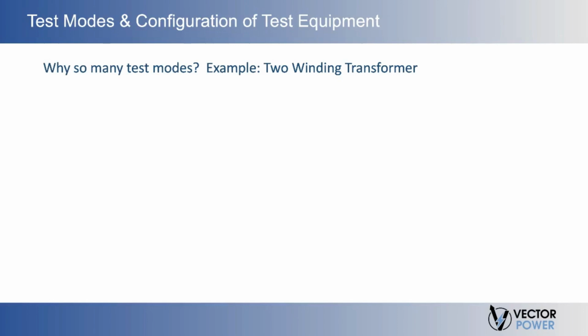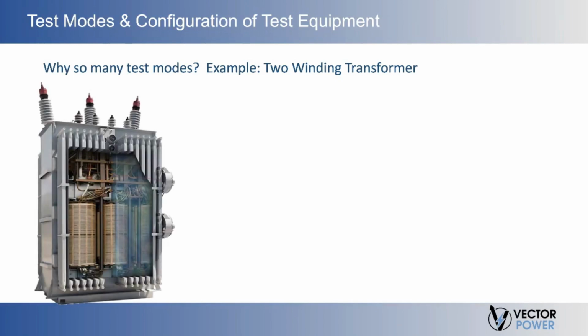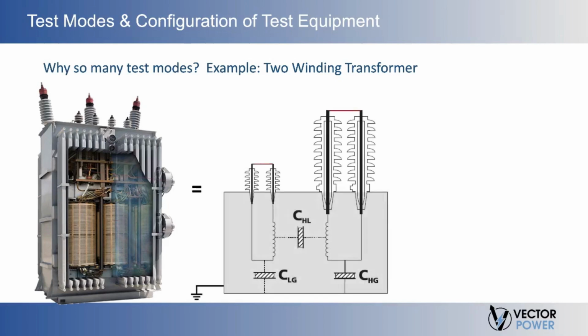All right, so why again do we have so many test modes? Well, let's look at a practical example. Let's look at a simple two-winding transformer. So here we have a little two-winding transformer with a little bit of a cutaway looking into the windings. Now, we can represent that in the more simplified drawing here.